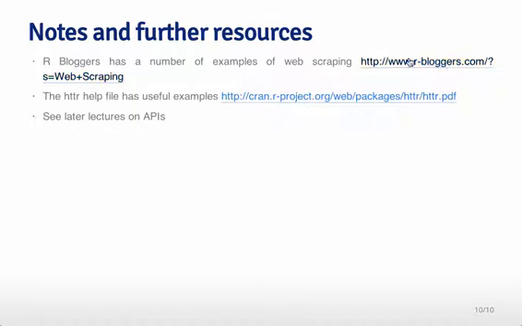So R-bloggers has a lot of good examples of how to scrape data from the web. And so if you go and search for web scraping on R-bloggers, you'll be able to get all of those tutorials. The httr help file also has a bunch of useful examples, primarily with toy examples. So if you couple that with the more applied examples on R-bloggers, you can get quite a ways. And then see later lectures on APIs for how to programmatically interact with APIs of websites.